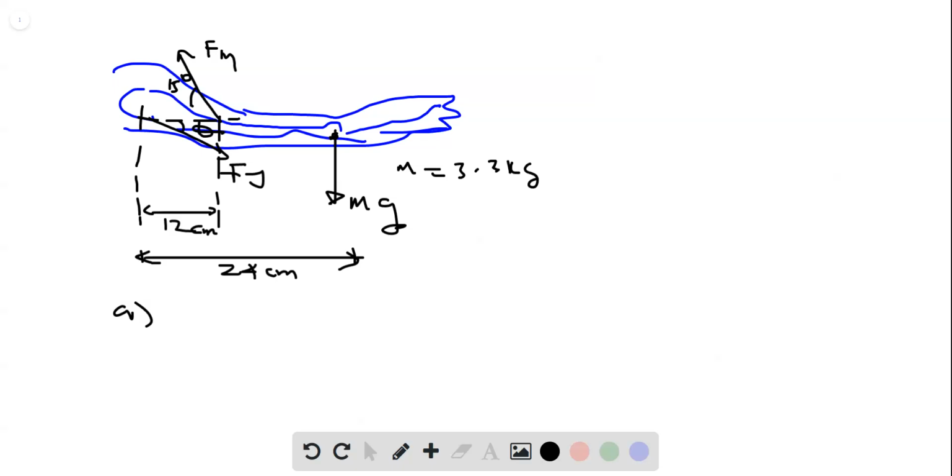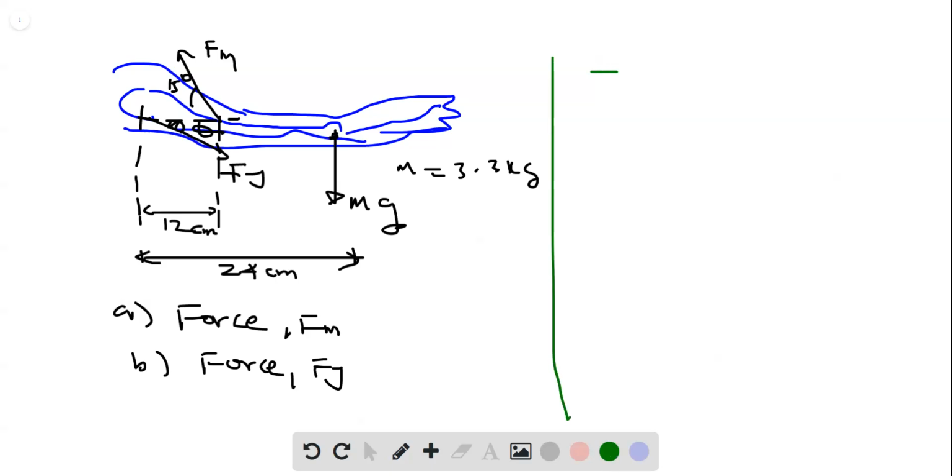We want to find in part A the force Fm. So what's the magnitude of the force Fm? And then in part B, we want to find the magnitude of the force Fj and the angle theta. So this is the angle theta right there. Those are the two issues we're dealing with in this problem.